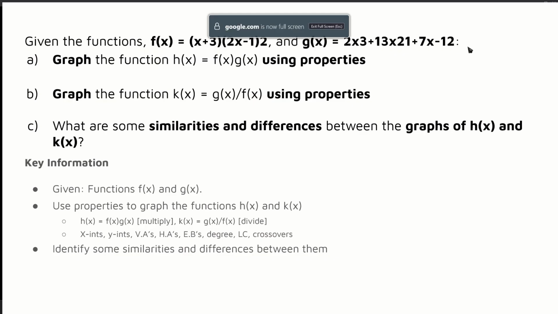Oh my god! Given the functions f of x is equal to x plus 3 times 2x minus 1 squared, and g of x is equal to 2x cubed plus 13x squared plus 17x minus 12, graph the function h of x, which is equal to f of x times g of x, using properties.